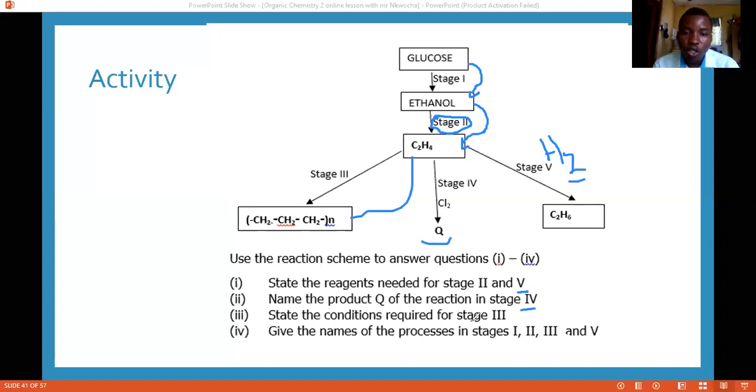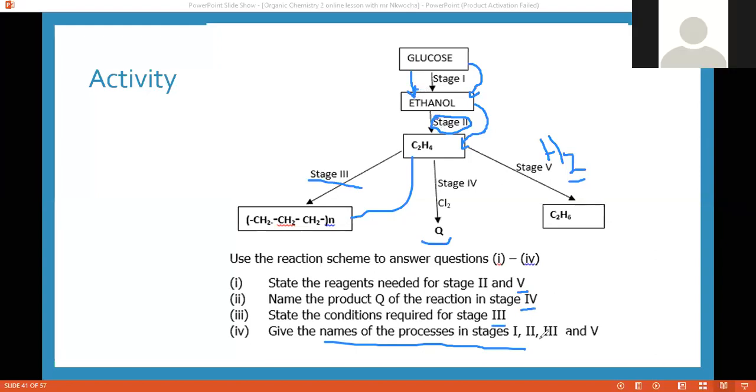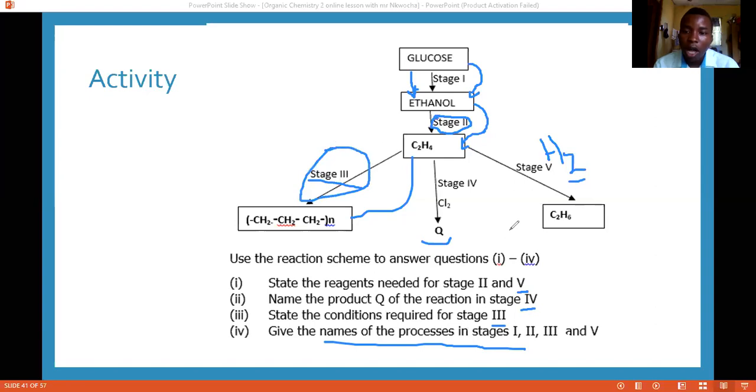What are the conditions required for stage 3? Stage 3 is the polymerization. So what are the conditions? Well, remember, high temperature, high pressure, and catalyst. Now, give the names of the processes in stages 1, 2, 3, and 5. Stage 1, conversion of glucose to ethanol, we call it fermentation. Your fruit juice being converted to alcohol is fermentation. Then stage 2, ethanol converted to ethene, dehydration. Stage 3, the ethene converted to polyethylene, we call it polymerization. And stage 5, hydrogen added to ethene, we call it hydrogenation.